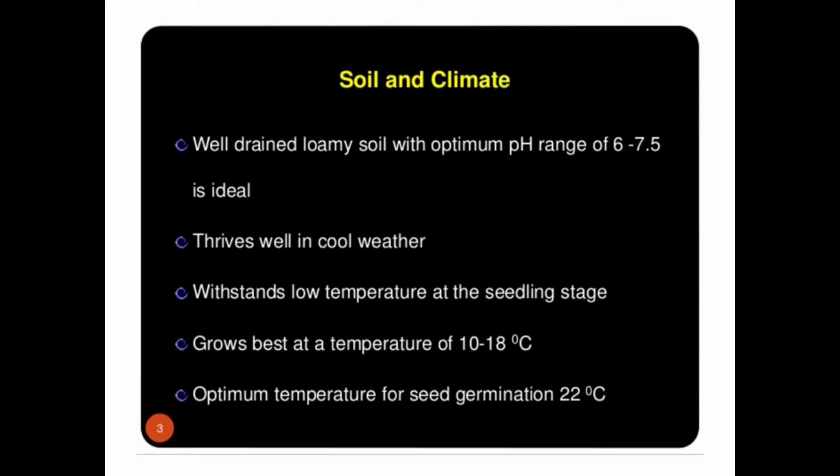Then about soil and climatic requirement. About soil, well-drained loamy soil with optimum pH range of 6 to 7.5 is ideal. Pea thrives well in cool weather and withstands low temperature at the seedling stage. It grows best at a temperature of 10 to 18 degrees Celsius. Optimum temperature for seed germination is 22 degrees Celsius.